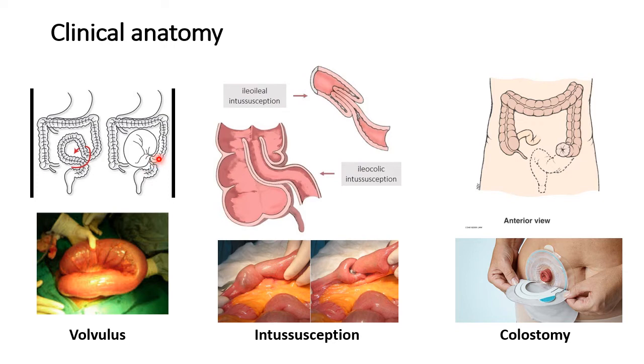This will cause intestinal obstruction, distension, inflammation. It can also lead to gangrene, and it can also lead to perforation if not treated. So this is an image of a huge sigmoid volvulus. So you can see how big it becomes if not treated on time.